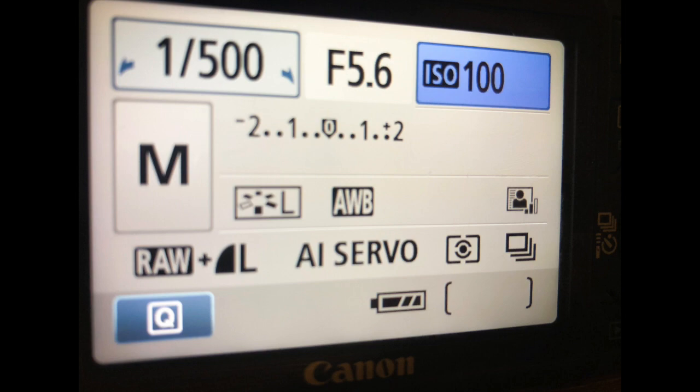Lastly, let's touch on ISO. So the ISO is setting your camera's sensitivity to light. So in layman's terms, the darker the room, the higher the ISO. The lighter the room, the lower the ISO.